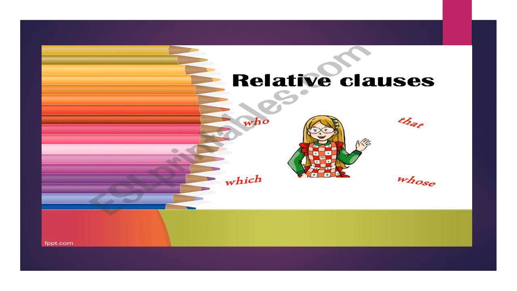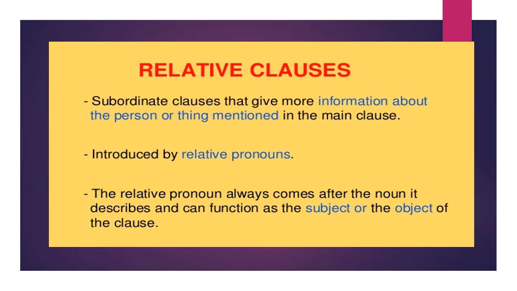What is the relative clause at the beginning? The relative clause is a subordinate clause that gives more information about the person or thing mentioned in the main clause. So we have two clauses, two phrases, and there is a linking word between them, which is called a relative pronoun. The relative pronoun always comes after the noun. It describes and can function as the subject or the object of the clause.